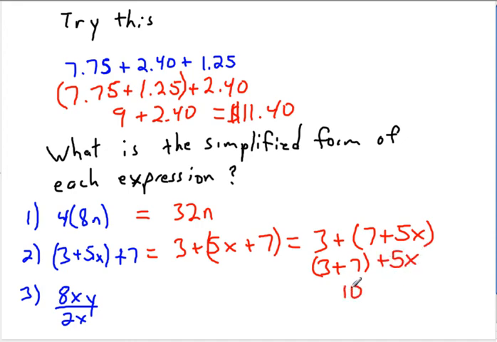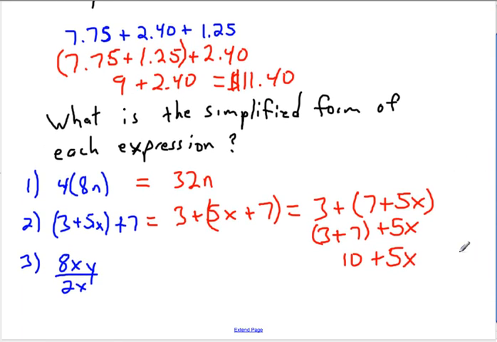And then we have 10 plus 5x. And just like in the beginning of the problem where we couldn't add 3 and 5x, we cannot add 10 and 5x. So we have to keep those separate. So we can say 10 plus 5x. And then the fraction with variables in it, this doesn't really go along with the properties that we talked about, but we will need to learn how to simplify fractions.